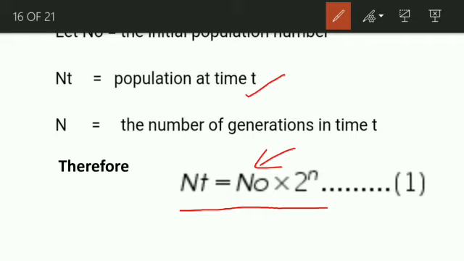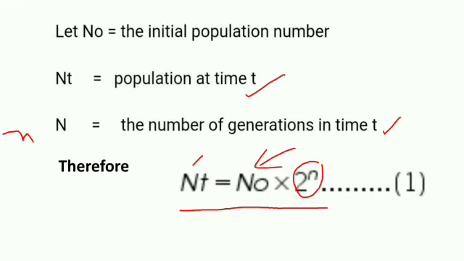And what is this n? The n is the number of generations in time t. So 2 to the power n we have already seen. n is the number of generations. Nt is the population at time t. N naught is the initial population, and small n is the number of generations in time t. This is the formula. This is our formula for bacterial growth.